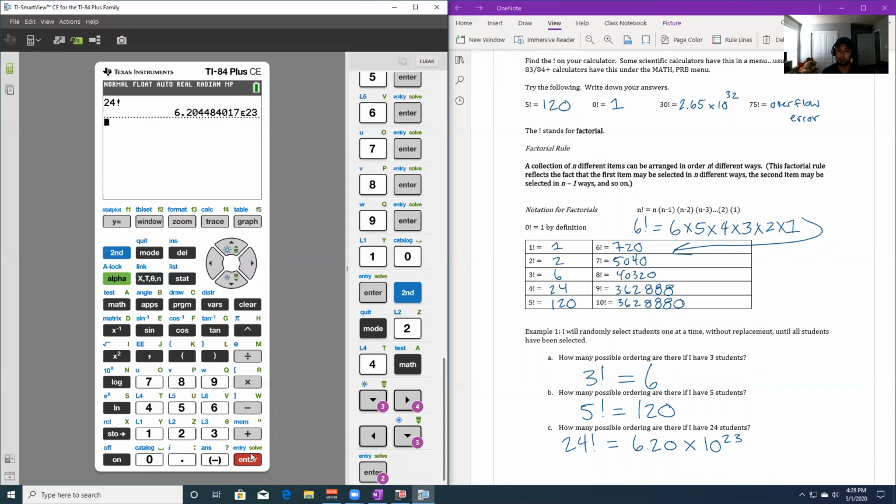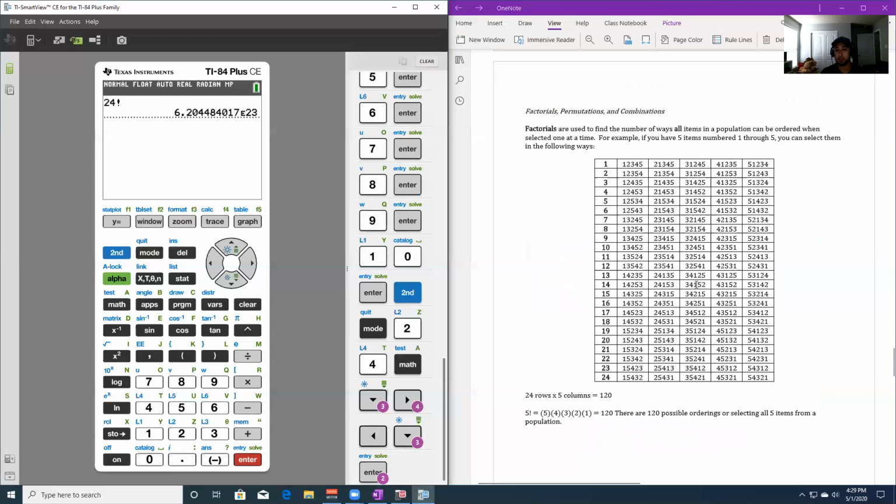Okay, awesome. So that is how factorial works. All right, lots of reading on the next page.